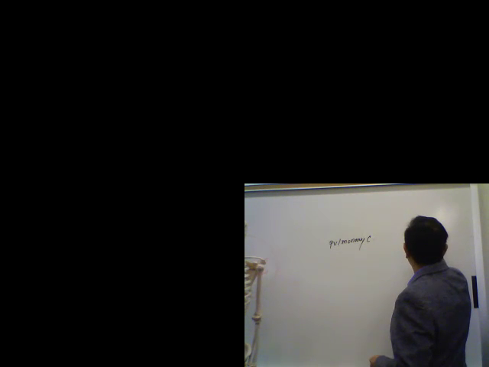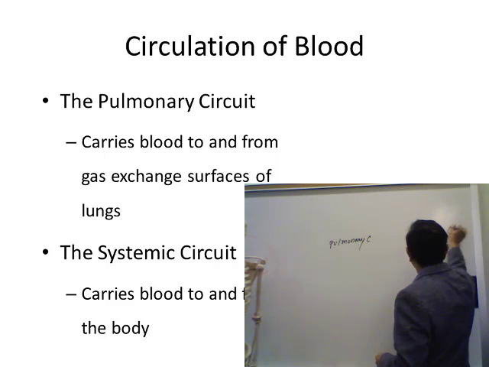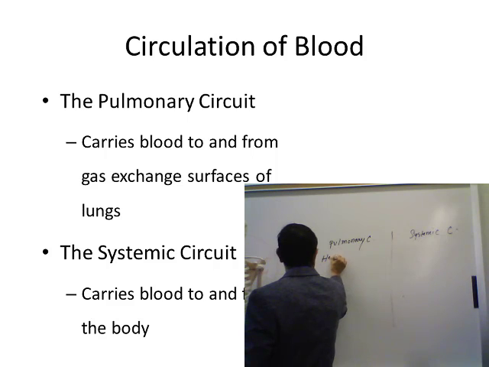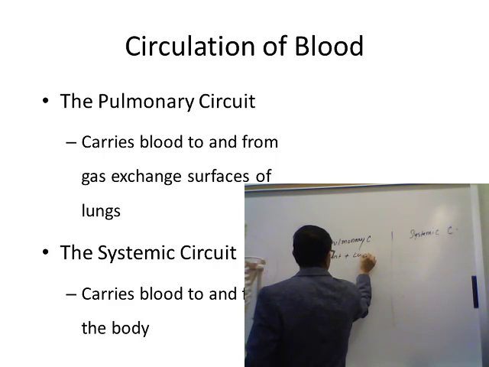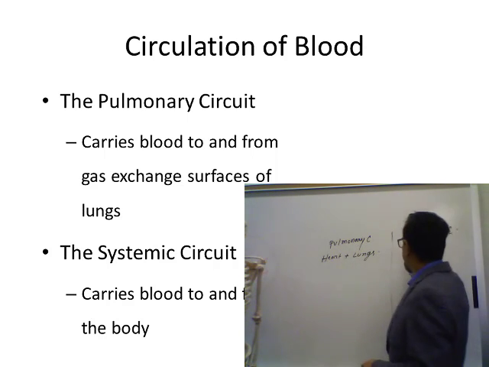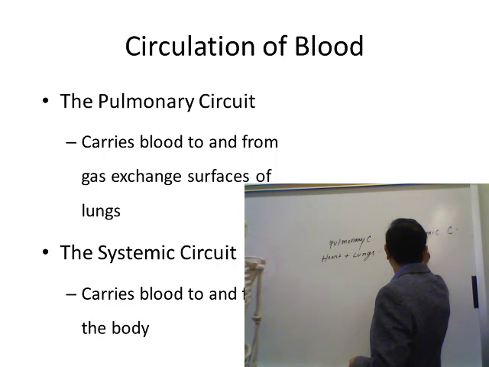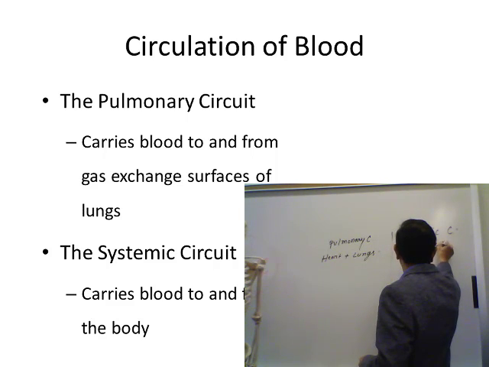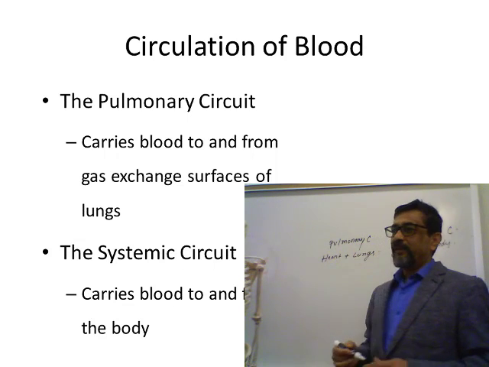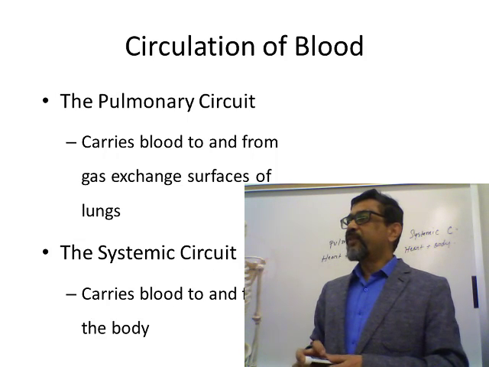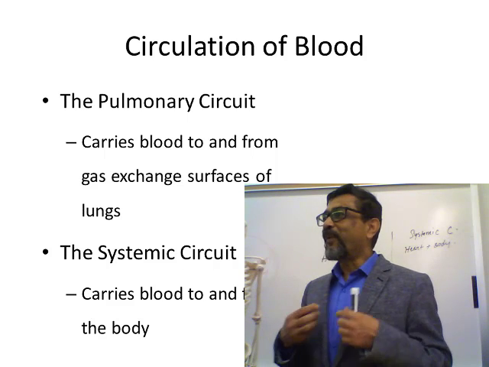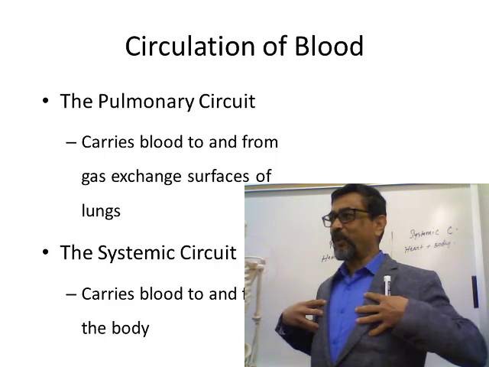Now you tell me, which is the long circuit circulation, systemic or pulmonary? Pulmonary is between, look at me, between the heart and two lungs, right? Lungs are very close to the heart, right? So this is a short circuit circulation. So pulmonary is a short circuit circulation. Systemic is between the heart and the whole body. So it is a long circuit circulation.